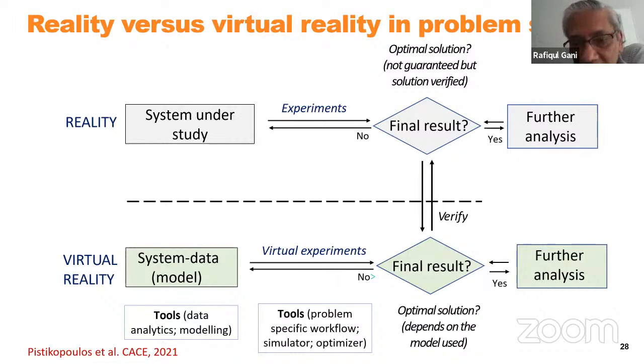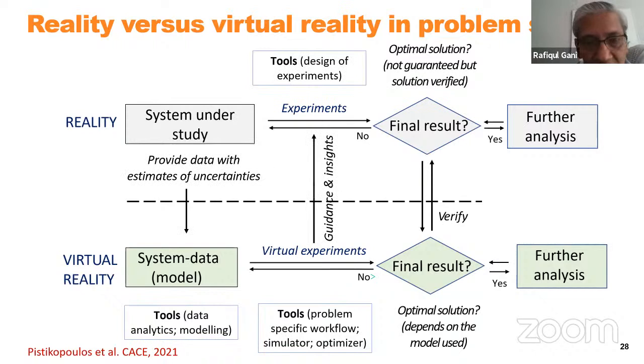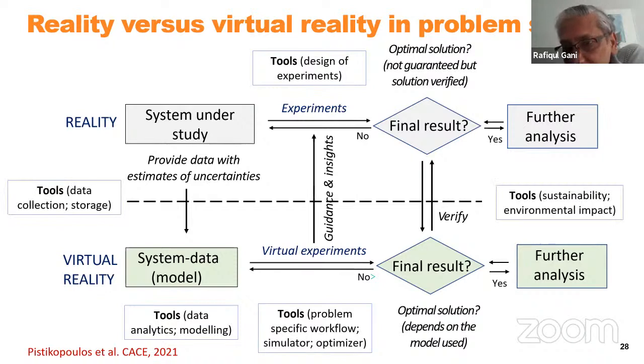Only then can we give the predictive. So again, modeling is very important. And then we can see that we can integrate the reality with virtual reality. The data from the reality can be used to develop the model. The virtual experiments can guide the design of experiments in reality, and we can cross-check the solutions in both. And after that, we need to do the final analysis with respect to sustainability, environmental impact, and so on.